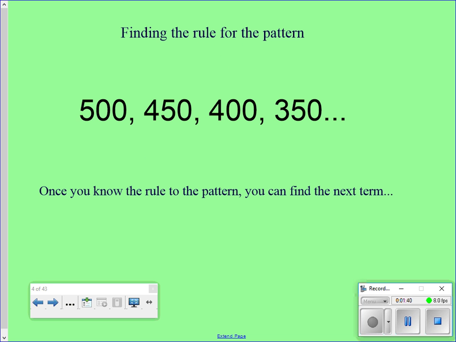Alright, take a look at this pattern and see if you can figure out what the rule is first. I notice that I'm decreasing by 50 every time, so the rule is n minus 50. And what would the next term be if we are decreasing by 50? Well, 350 minus 50 is 300, and we could keep going for many, many terms.